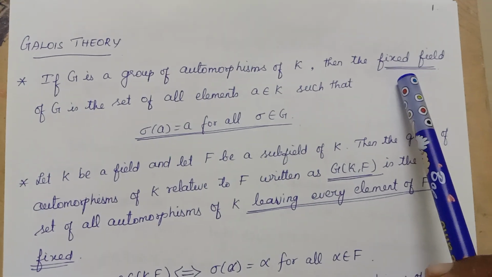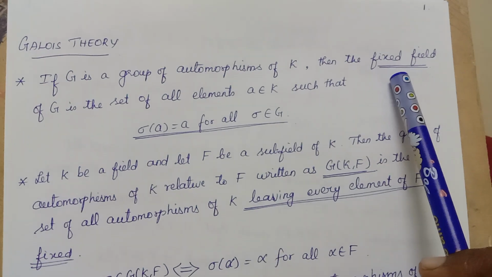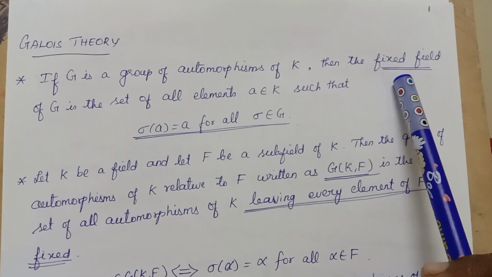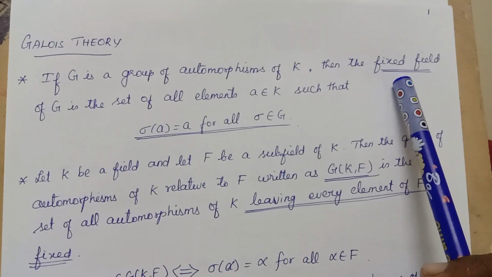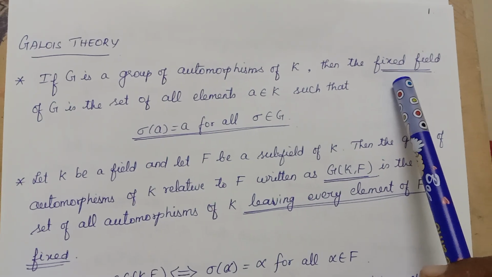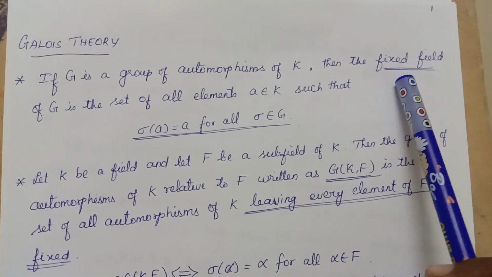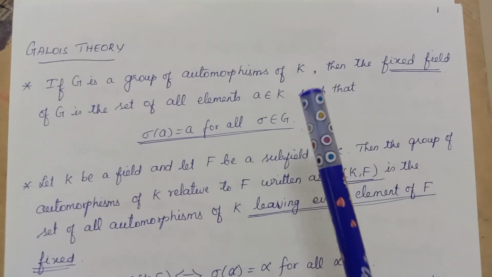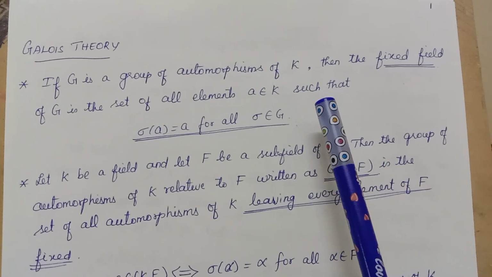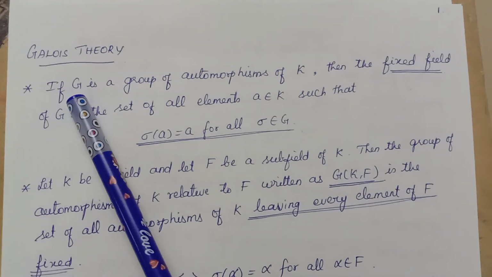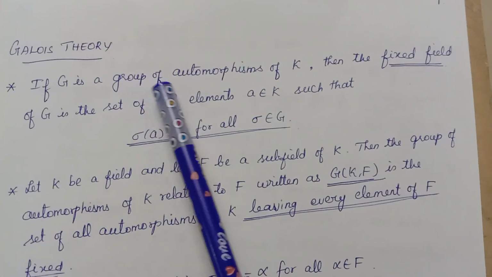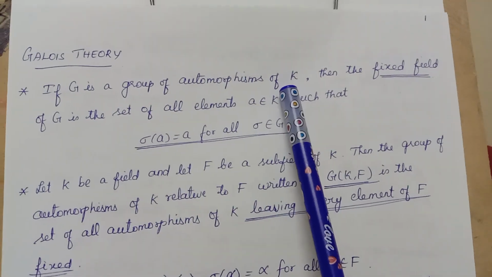Throughout this video, F denotes a given field and K denotes the extension field. I have already uploaded a video on extension fields, so if you want to know the basics, you can go through that video. So here F is a field and K is an extension of F. Here G denotes the group of automorphisms of K.